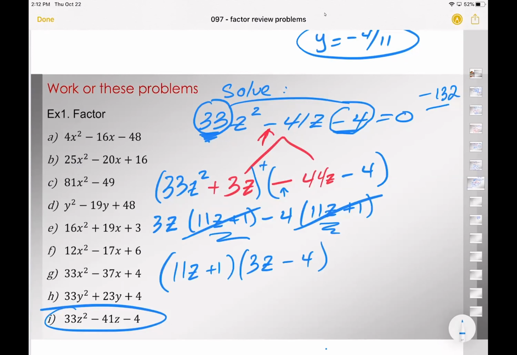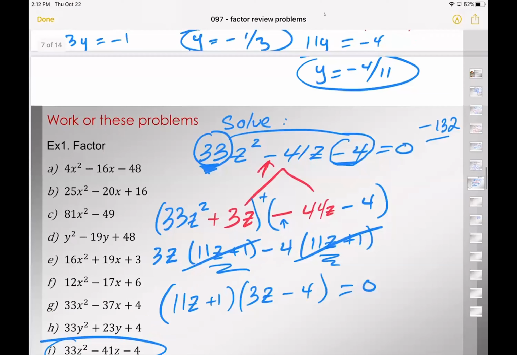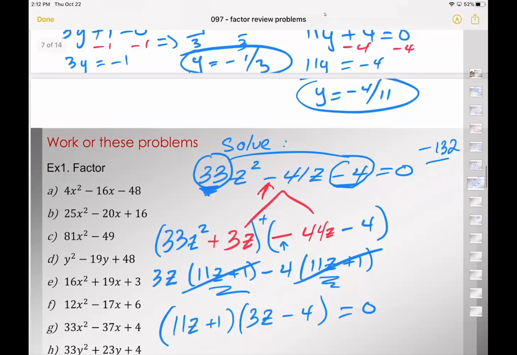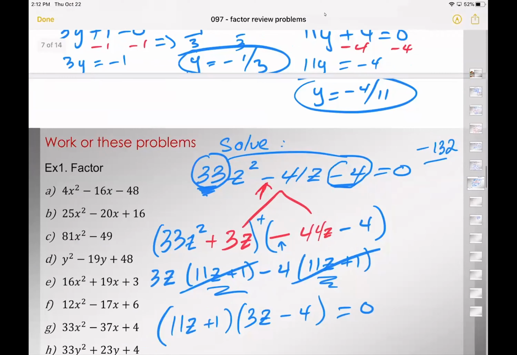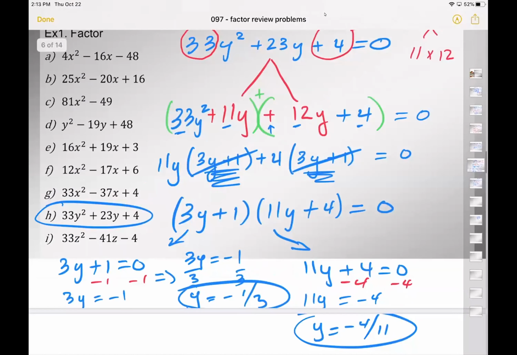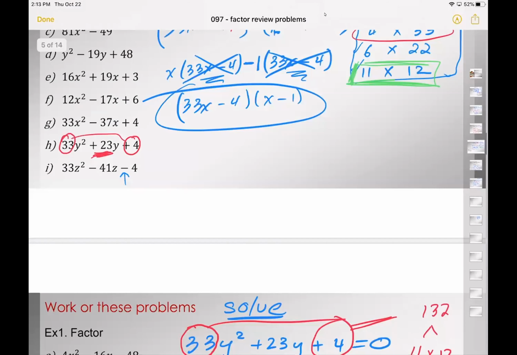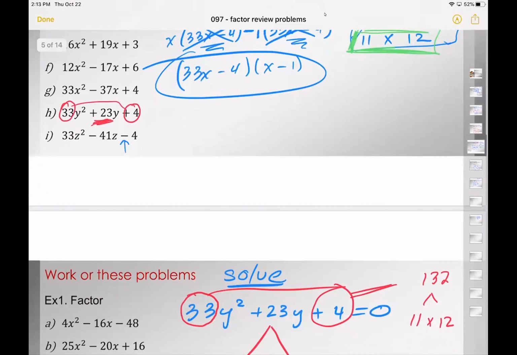And again, this is where you put the 0 in, right? Because they ask you to solve, so they basically tell you that at the end it is equal to 0. And looking at this, ladies and gentlemen, all of these are different, right? Down here, we have 11z plus 1, 3z minus 4. Up here, we have 3, 1, and 11, 4, which are different parentheses. And up here, we have 33, 4, and 1. So all of these three items are different because of the middle term, okay?